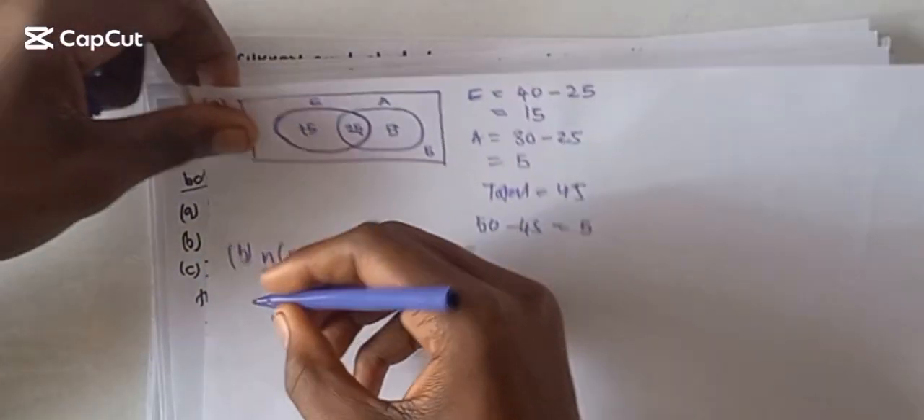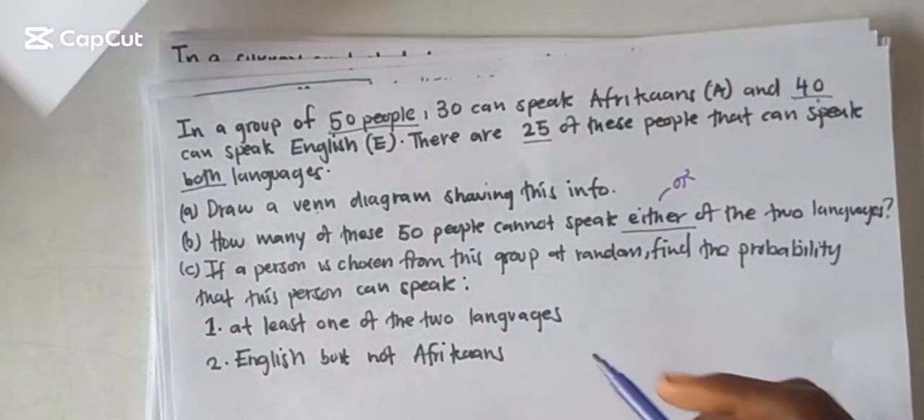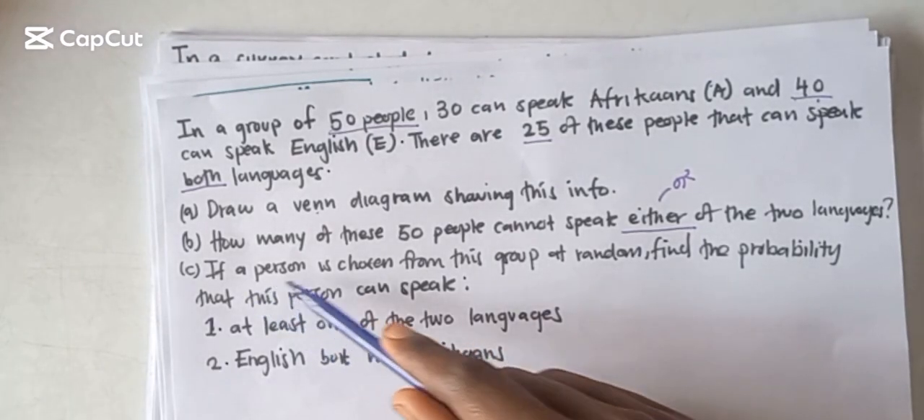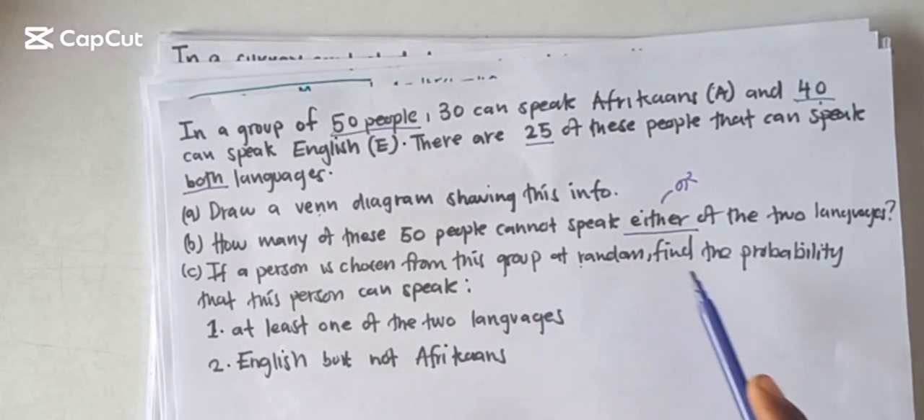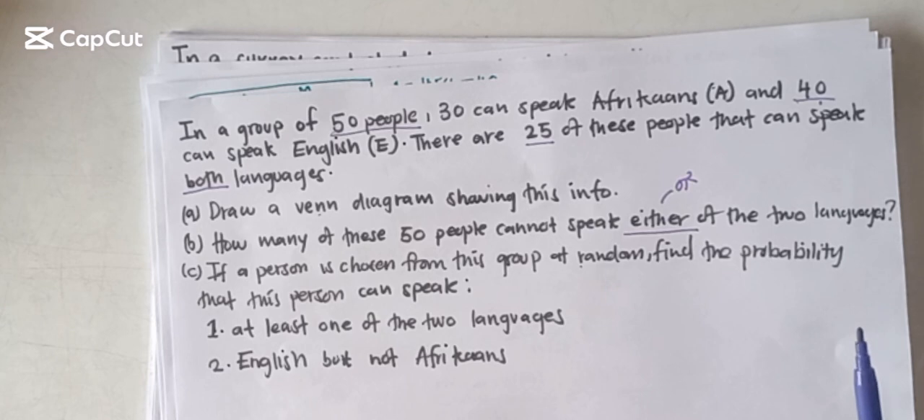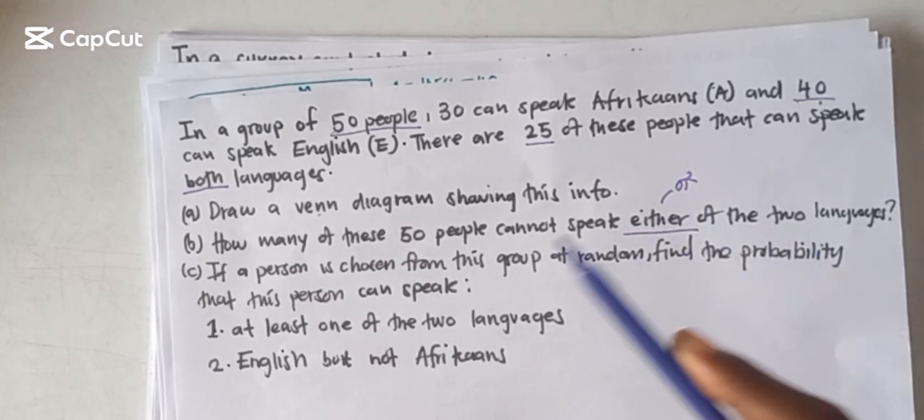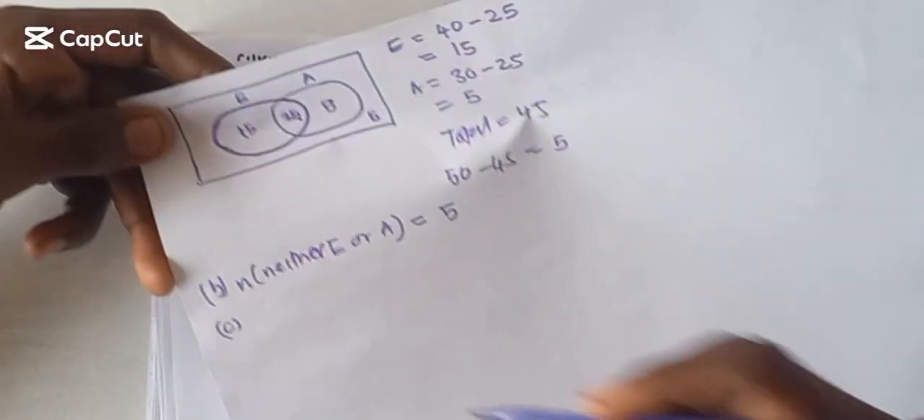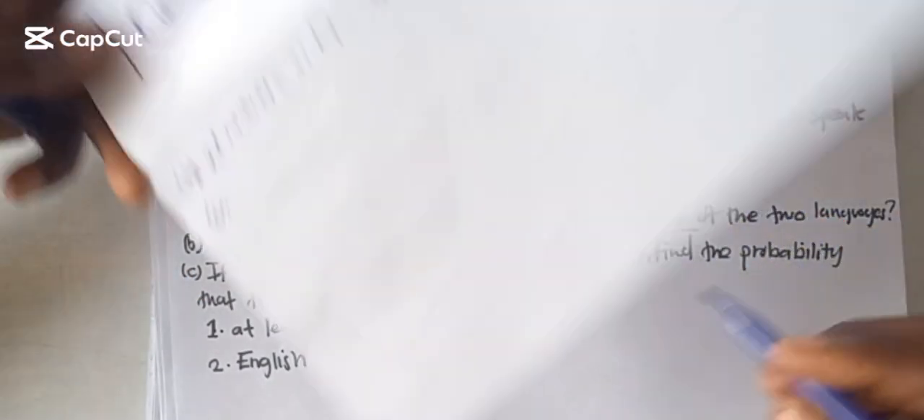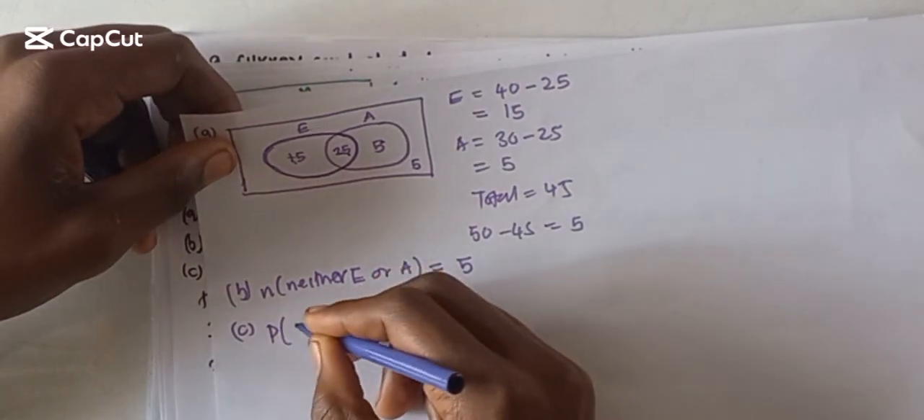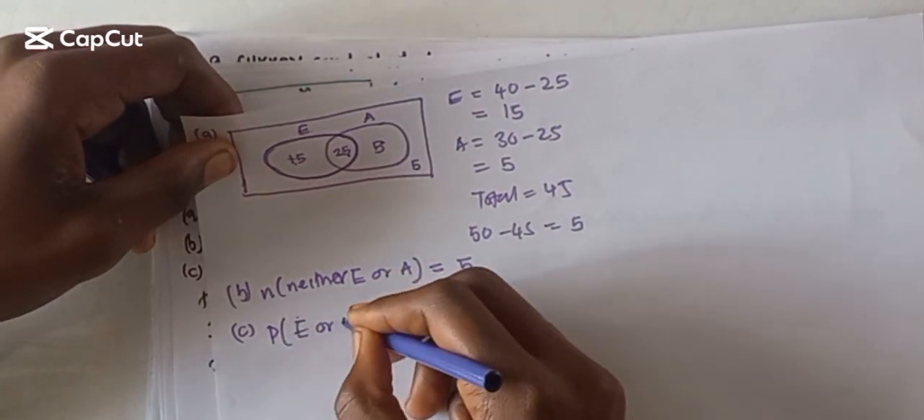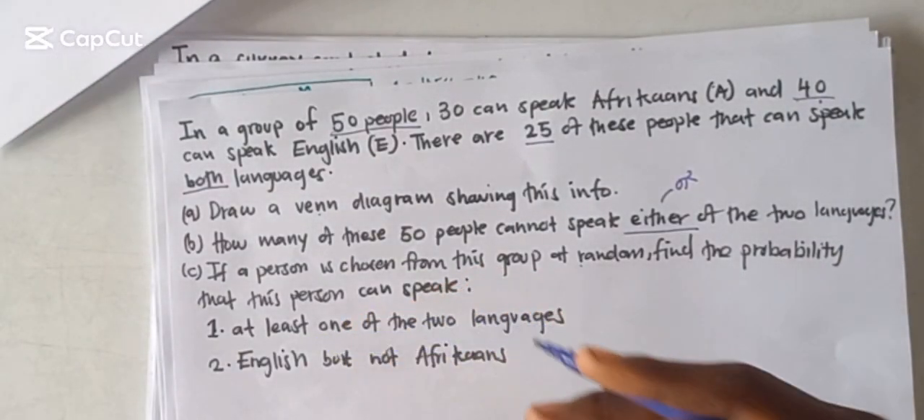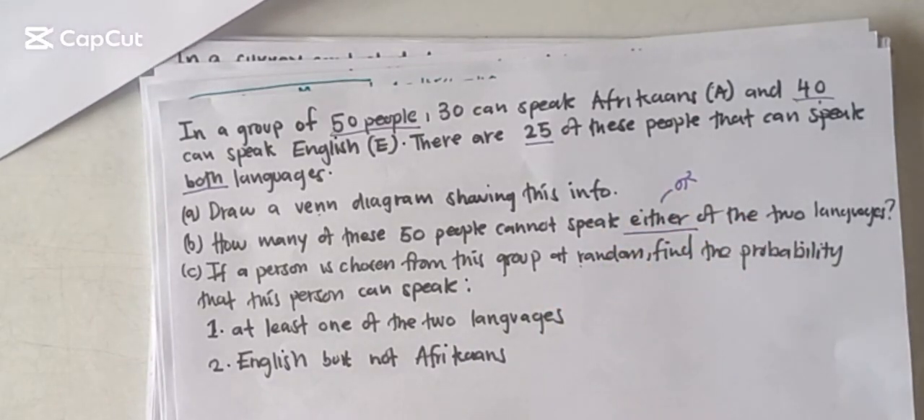So going to letter C, it says that if a person is chosen from this group at random, find the probability that this person can speak at least one of the two languages. By now you know that when they talk about at least one, they want the probability of E or A. Guys, if you don't understand these kinds of words, I've made a video, I'll put it in my description box. I've explained these fancy words.